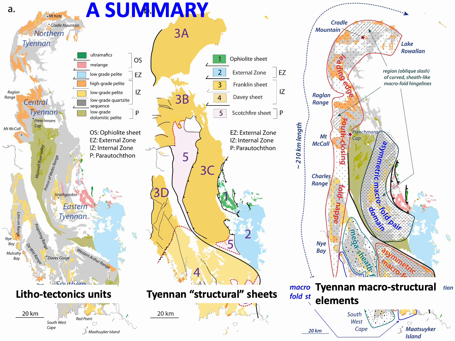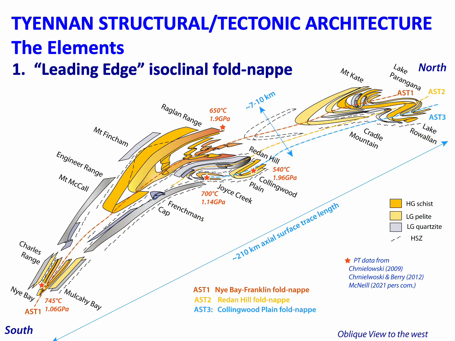Now we will look individually at the major macrostructural elements. Firstly, the leading edge isoclinal fold map. This extends from Nye Bay on the coast to Cradle Mountain in the north with a strike length of some 210 kilometres. The fold has an inclined plunging to recline geometry. High-grade schist occupies the core of the fold.